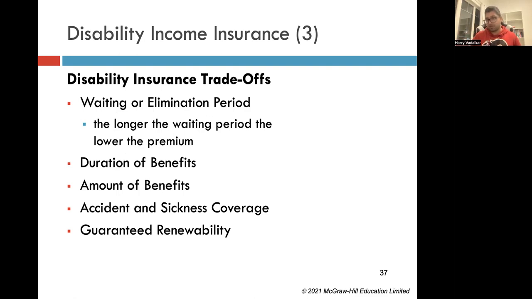CPP has some disability benefits that you can claim. So for a certain time the government is going to cover you. Beyond that, you need insurance. So if you include that wait time in your policy, so that the insurance company doesn't pay you for the wait time, the time for which the government is paying, then the policies will be cheaper. Duration of the benefits, for how long you want the benefits, will determine the cost. Amount of benefits, accident and sickness coverage, and guaranteed renewability: all these things will determine the cost.